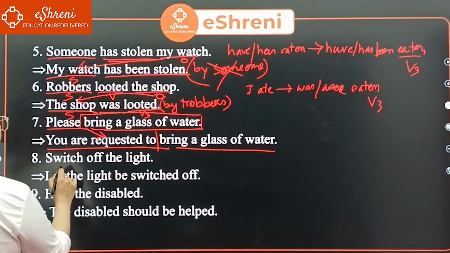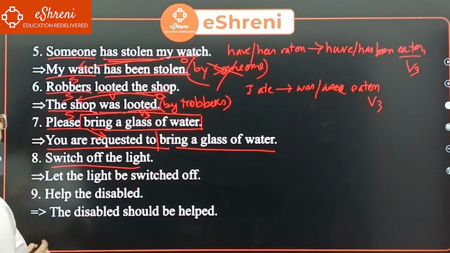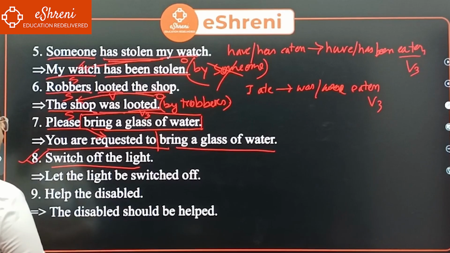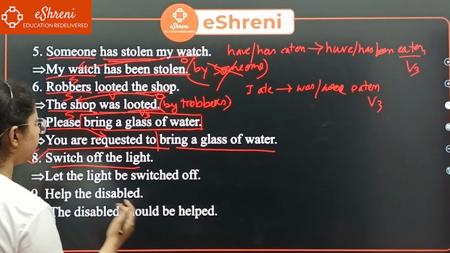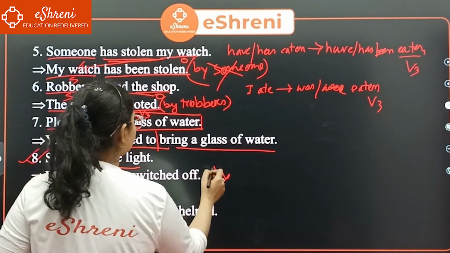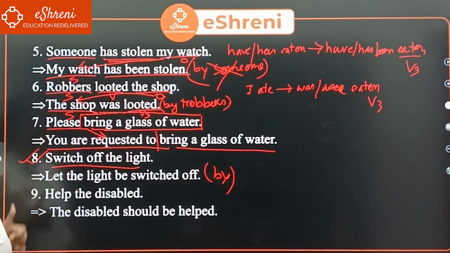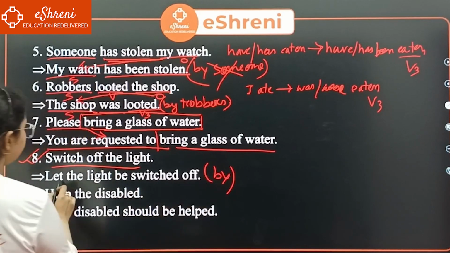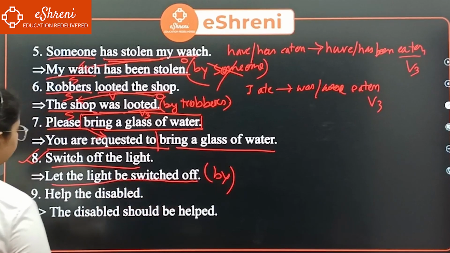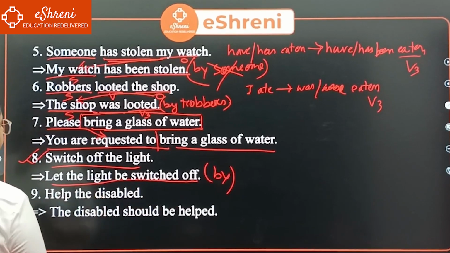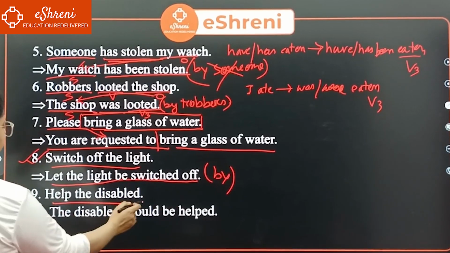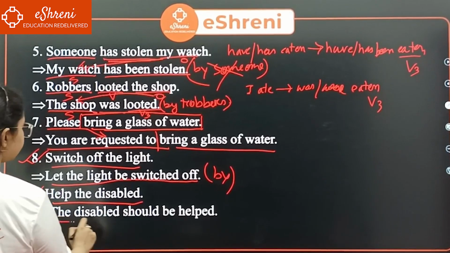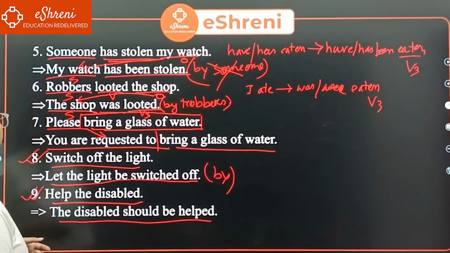Next, switch off the light. Here also it is an imperative sentence, so no need to put by. We don't need to put by because we have understood that you is implied. Therefore, let the light be switched off. Then help the disabled. Here too it is an imperative sentence, so disabled should be helped.